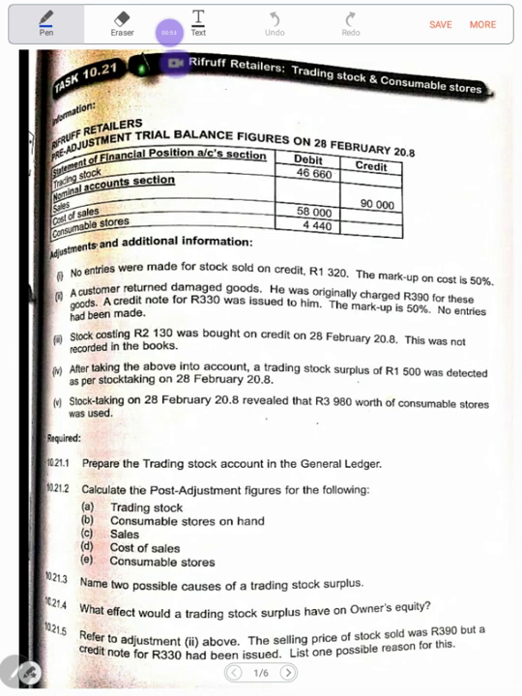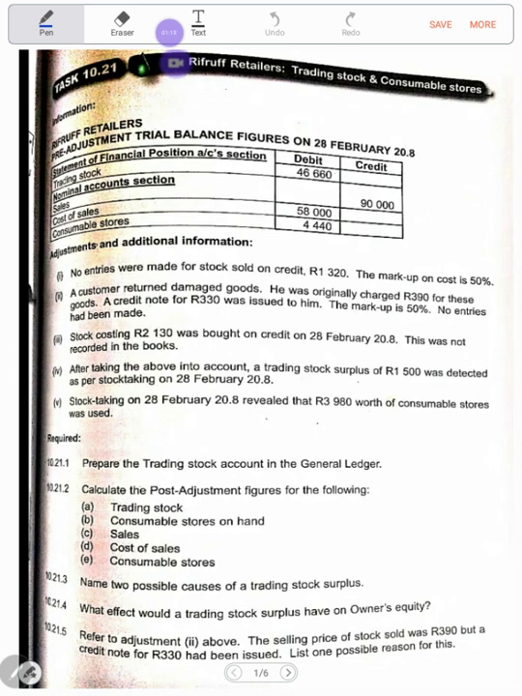We are going to do retailers, trading stock, and consumable stores. The pre-adjustment trial balance figures on the 28th of February 20.8 give us our balance for trading stock. They give us the balance for sales, cost of sales, and consumable stores.